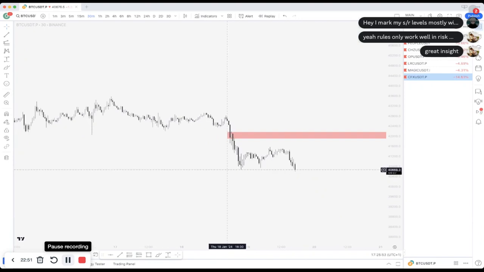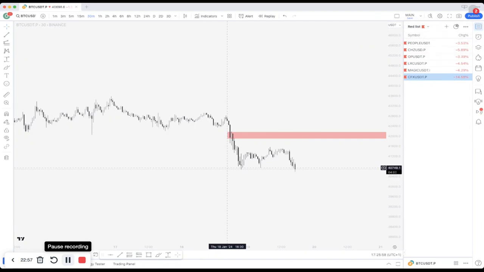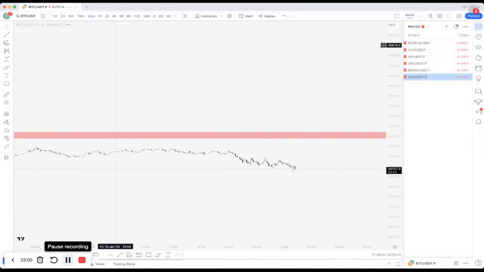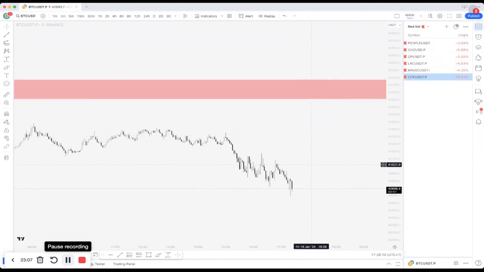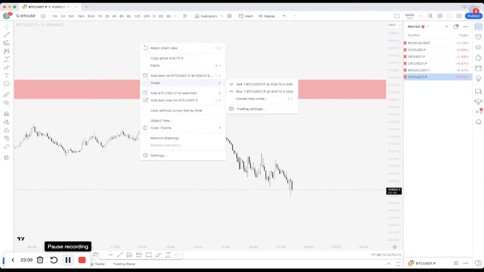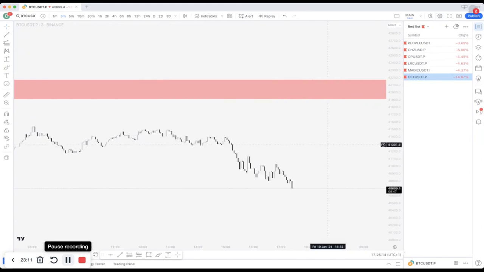I agree. Hey, I mark my support resistance levels, most of them wicks. Is there anything wrong about it? It depends on your time frame. Okay, so the higher you go in time frames, the more you want to focus on wicks. So, for example, if you're on a 3-minute, these wicks over here are pretty meaningless. So you can actually just turn them off. Settings, just turn them off.